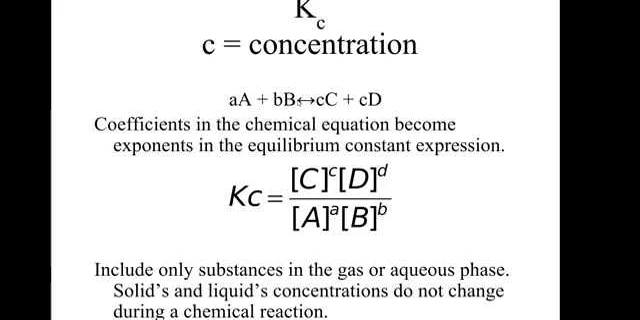The way that you write the equilibrium expression is you take the concentrations. These brackets mean moles per liter. The coefficients are the exponents, okay? And it's the products over the reactants.